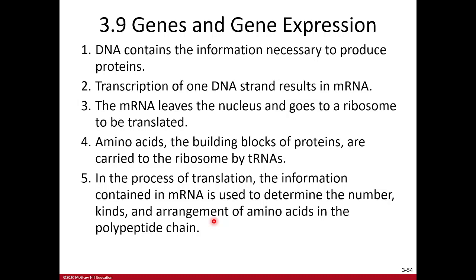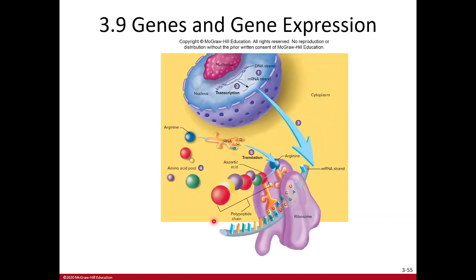And then, once within the cytoplasm, this messenger RNA can be translated into proteins by adding amino acids one at a time by the transfer RNAs that can read the code of what amino acids come next. And in translation, the information found in the messenger RNA will be used to determine the types of proteins that you will make by arranging these amino acids in the polypeptide chain.